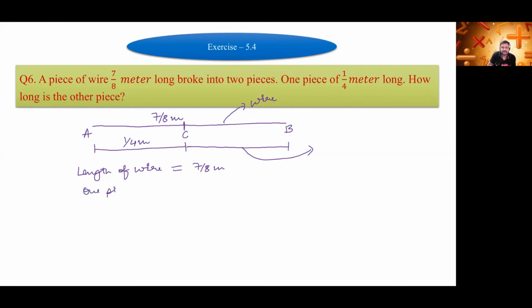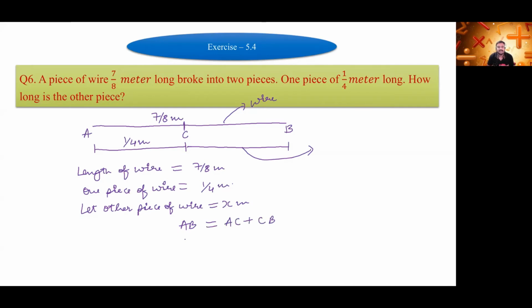One piece of wire is equal to 1/4 meter. Let the other piece of wire be X meter. यानी ये जो टुकड़ा है CB इतना जो पोर्शन है वायर का, that is X meter, ऐसा हमने कंसिडर किया है. Now what we know from figure, AB is equal to AC plus CB.